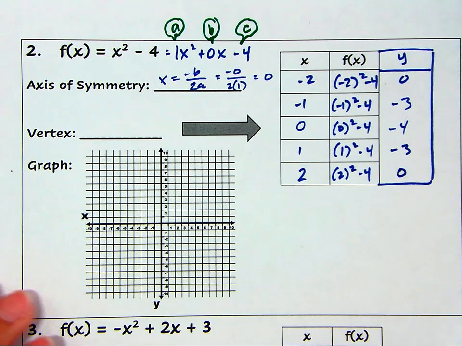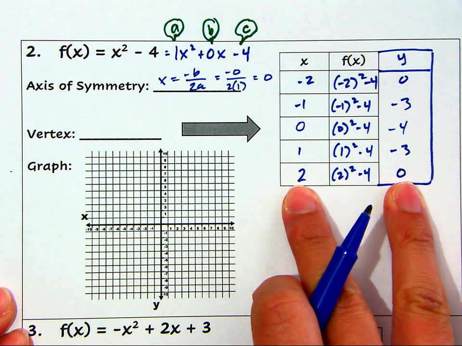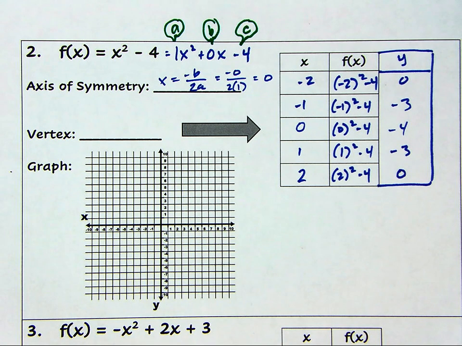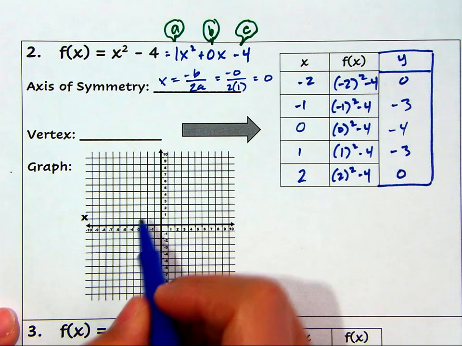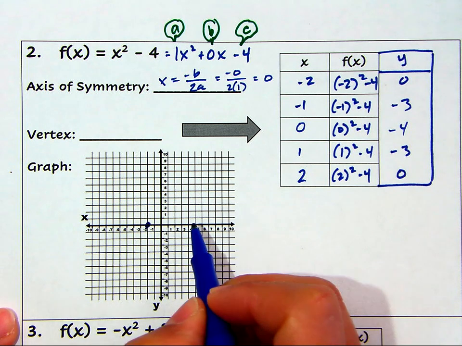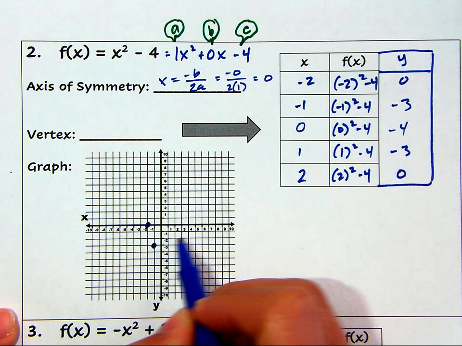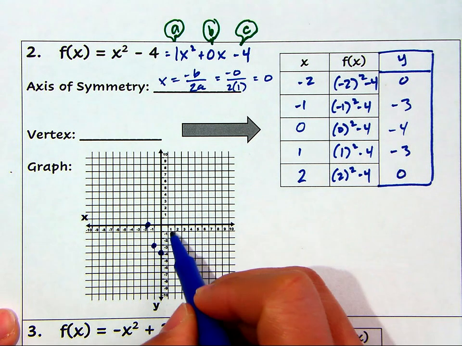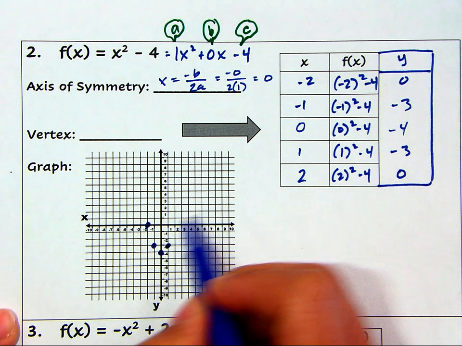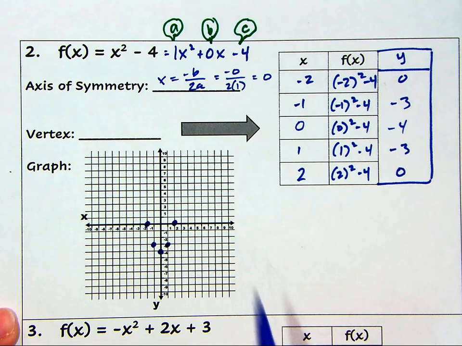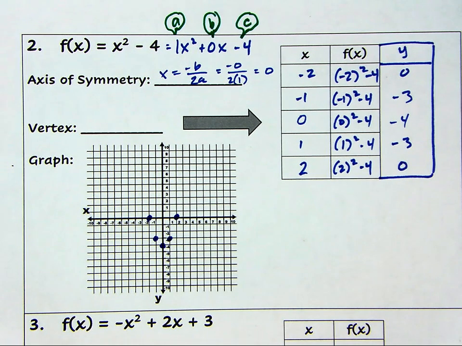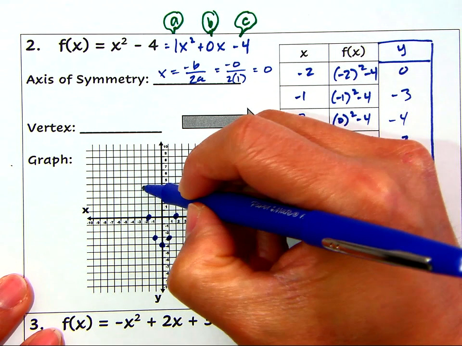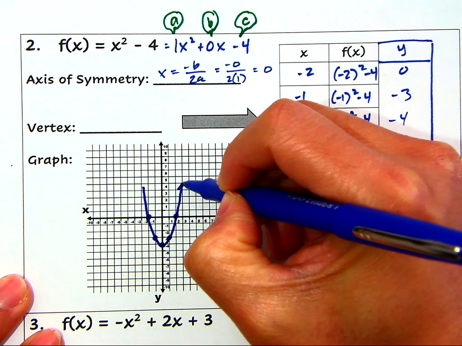All right, so we'll take these ordered pairs, plot them in our coordinate plane, and then identify the vertex point. So x negative 2, y 0, x negative 1, y negative 3, x 0, y negative 4, x 1, y negative 3, and then x 2, y 0. No surprise, we have that U shape being outlined by these 5 points, and we'll just connect them with a smooth curve.